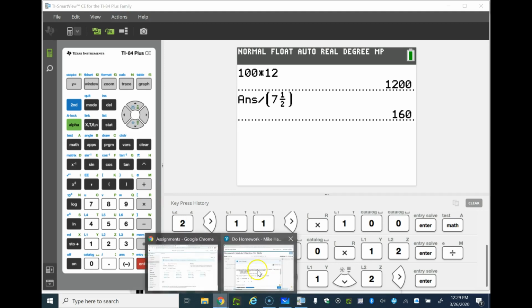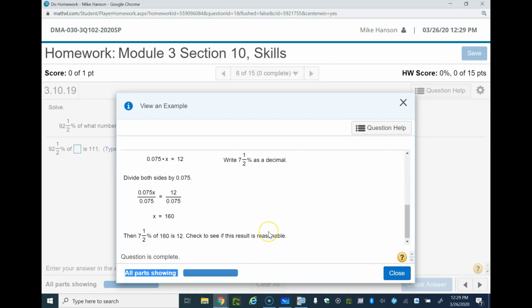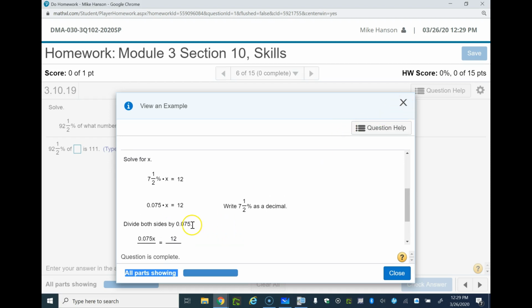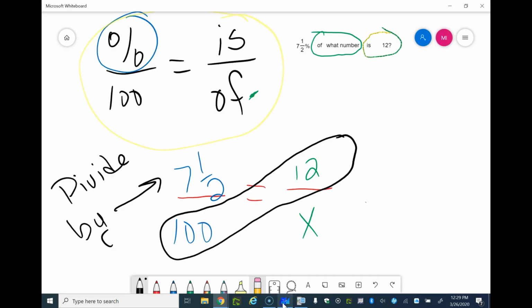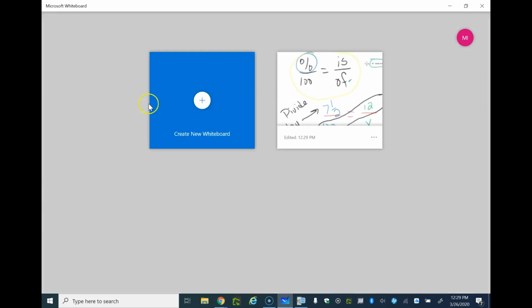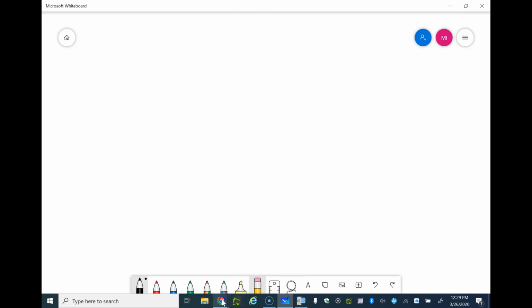We go back to our example just to make sure, and we see that 160 is our answer. So again, the viewing example kind of shows it a different way. If you follow what I'm doing on this part here, it'll be a lot easier for you to do for each problem. So let's do another example.